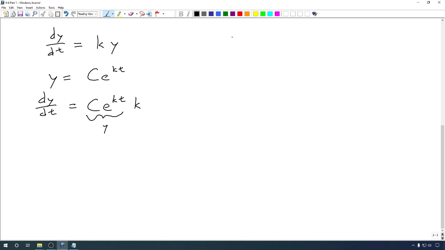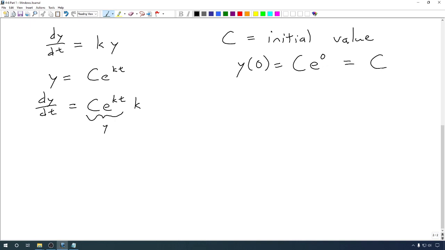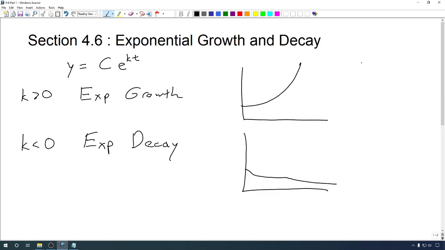Speaking of which, c is frequently called the initial value, because it basically is what we get when we plug in 0. If we plug 0 into this formula, we get c times e to the 0 times k, which is still 0, but then e to the 0 power is a 1. So we just get c. So we can actually incorporate that into our pictures here. We start at a y value of c.